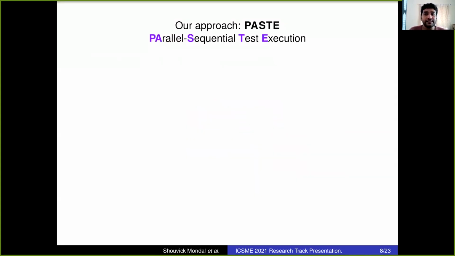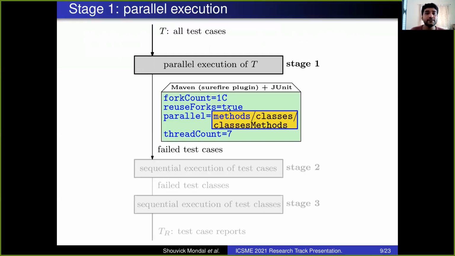So we developed PASTE. PASTE stands for Parallel Sequential Test Execution, and it consists of three steps. In the first step, we execute the test cases in parallel. We have the build tool Maven and JUnit as the test framework, and we have four different parameters in the pom.xml configuration file for the Maven build. The first parameter is fork count. Fork count is 1C, that is one times the number of cores. That is how many processes we want to fork. So one JVM is assigned to one process. Each process runs on its own core, and one test class is then executed on each JVM.